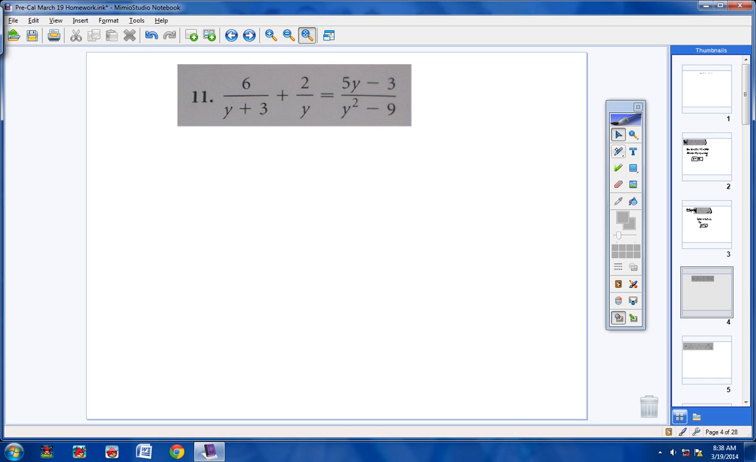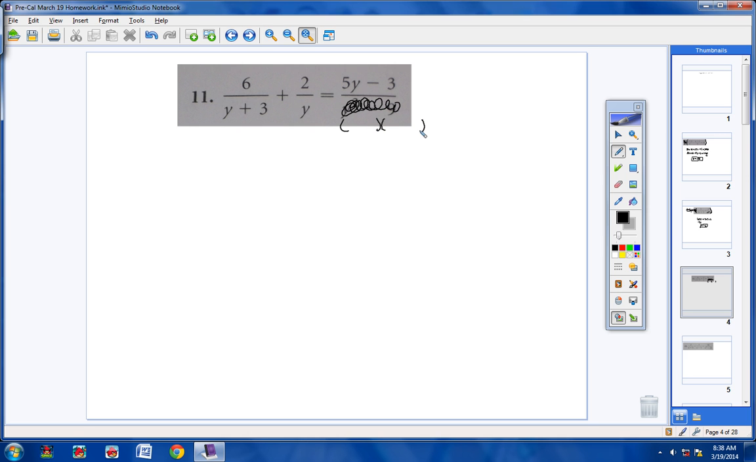So here we go. Number 11, step 1, factor your denominators. Well, this denominator cannot be factored. This denominator cannot be factored, but this one can. So we're going to factor that one denominator. We no longer are going to have y squared minus 9. You should remember how to factor this.